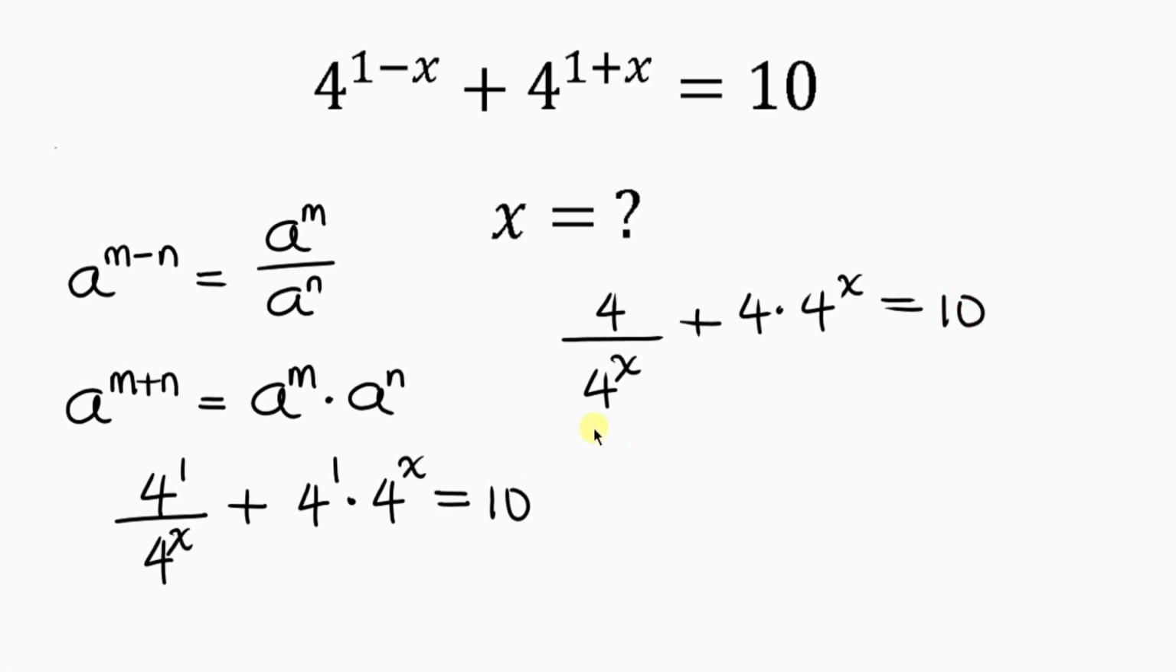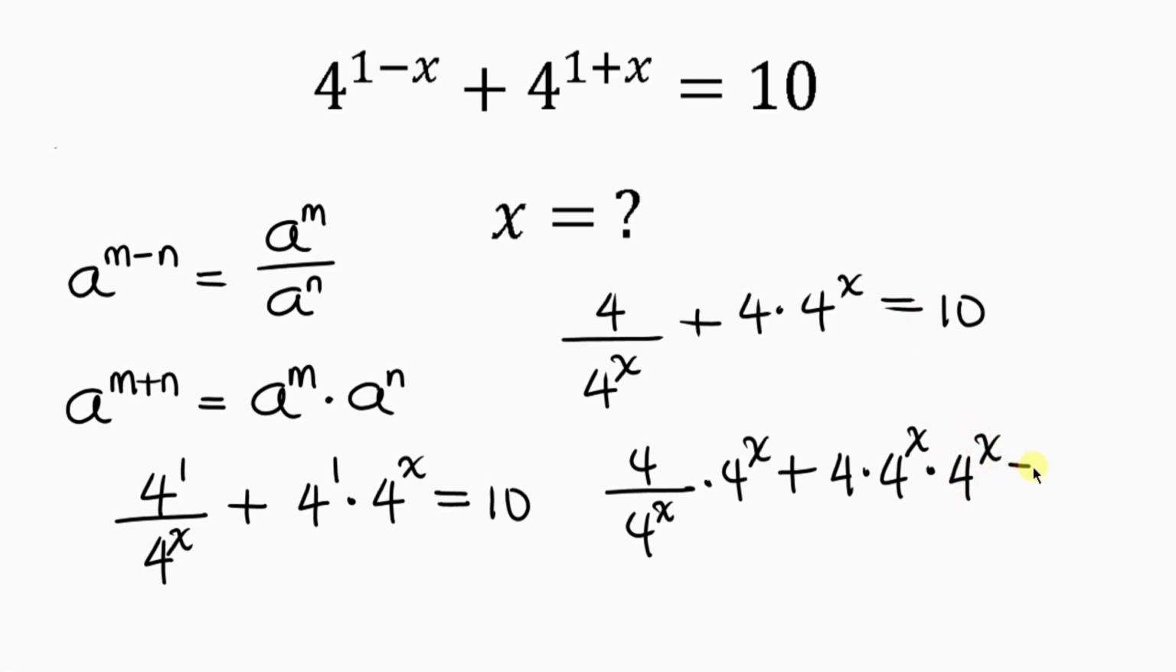Now, our next step will be for us to clear the fraction. What I have here as a denominator is 4 to the x. So in order to clear the fraction, I'm going to be multiplying through by 4 to the x. So here we have 4 over 4 to the x multiplied by 4 to the x plus here we have 4 times 4 to the x. So we're going to multiply this term also by 4 to the x equal to, here we have 10. We also need to multiply by 4 to the x.